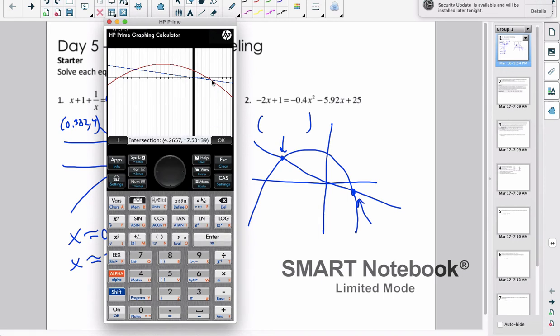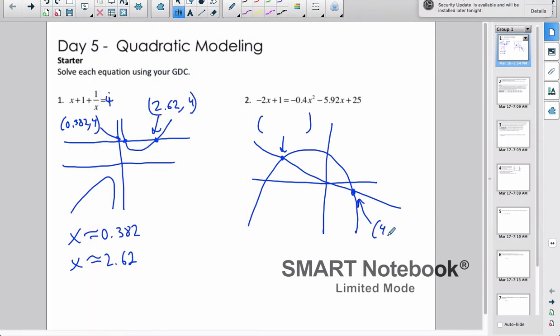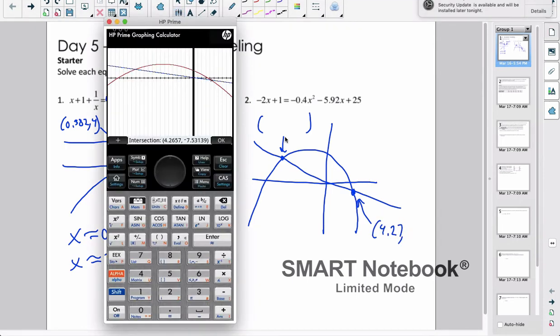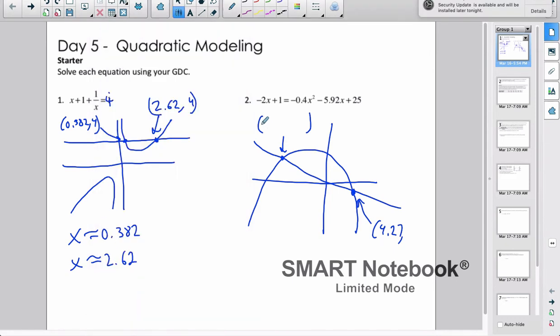So I get this one on the left, 4.27. And this one on the right, I'm going to click over here and then do the same procedure. Function, intersection, press enter, and that is negative 14.1 and 29.1. Okay, so the answer is x is negative 14.1 or 4.27, right?